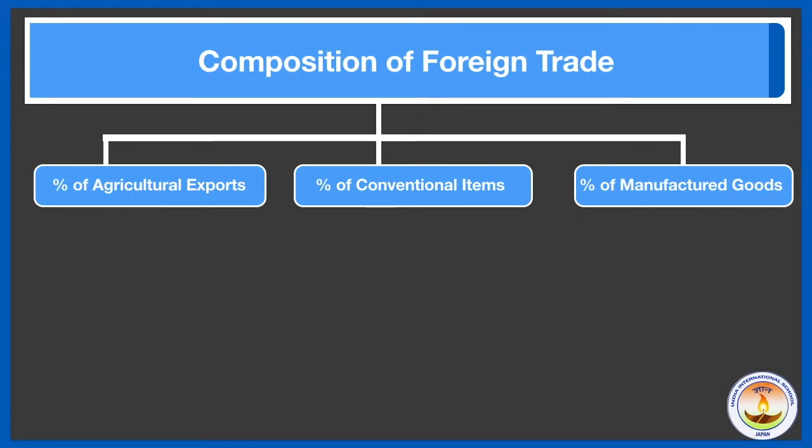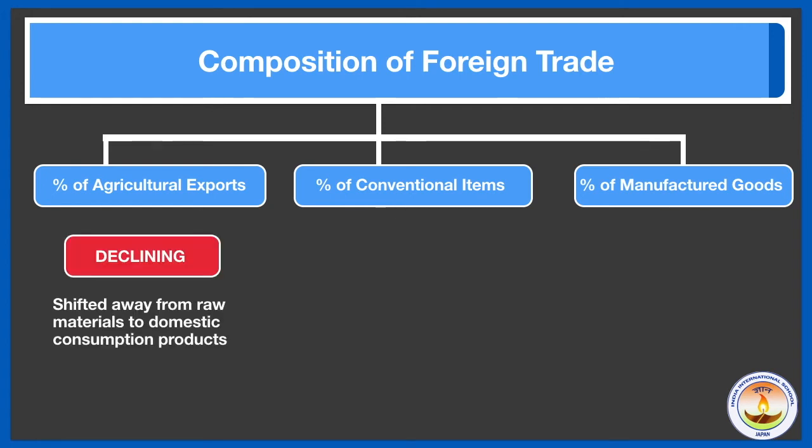What makes up foreign trade? Well, we have agricultural exports, conventional items, and manufactured goods. Beginning with the decline in the percentage of agricultural exports, we notice that there has been a significant decline in the percentage of agricultural items being exported. Well, one of the reasons is they're no longer being exploited. Secondly, production shifted away from goods that were required for the British government and moved to domestic production to satisfy local needs and wants.